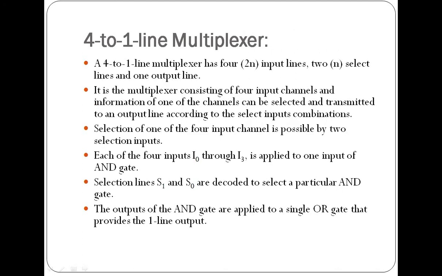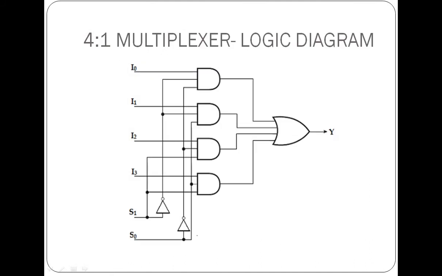Next is the 4:1 multiplexer. Here there will be 4 input lines and 1 output line. Also there will be 2 select lines. According to the select lines, the input will be steered to the output. In the 4:1 multiplexer, the combinations for the select lines will be 00, 01, 10 and 11. And according to the select line combination, the input will be obtained at the output side. The logic diagram is as shown.